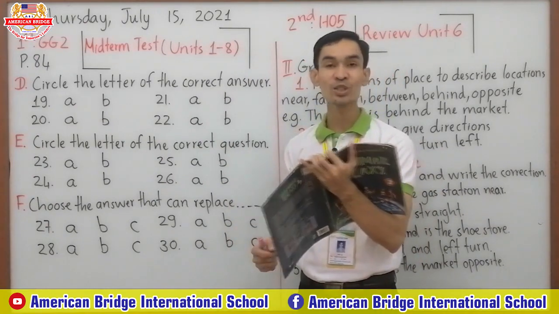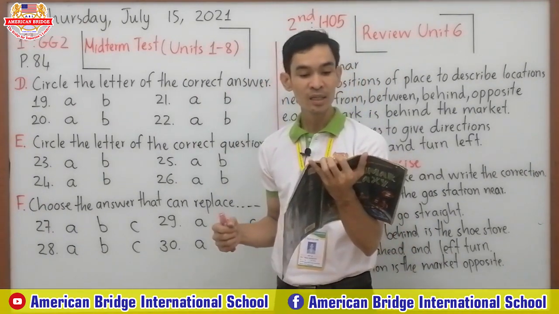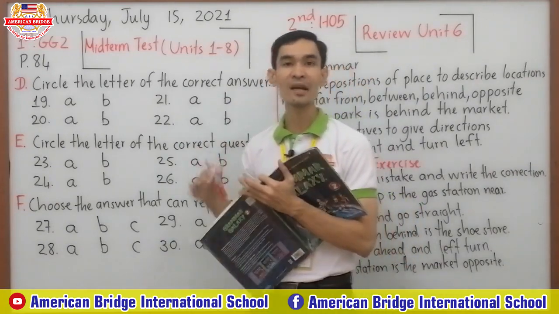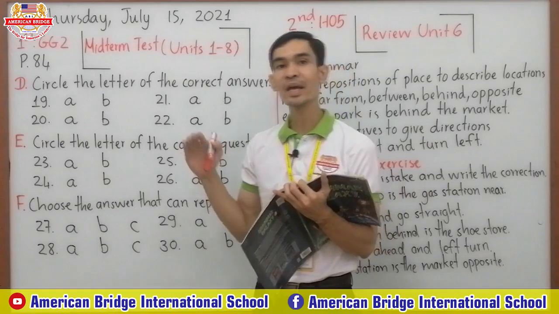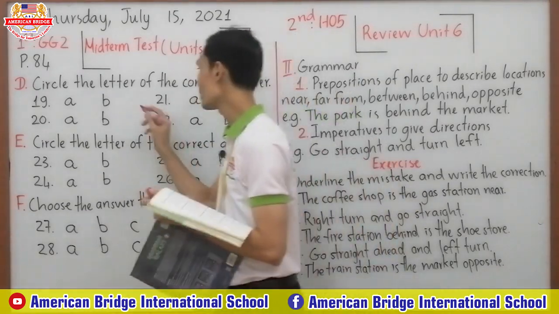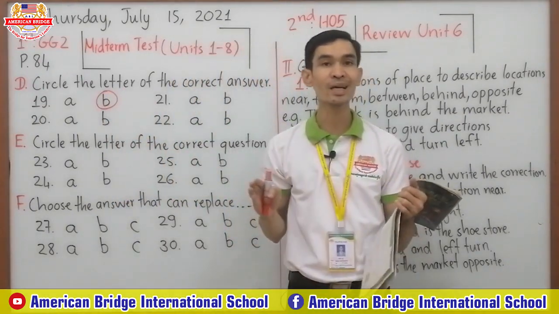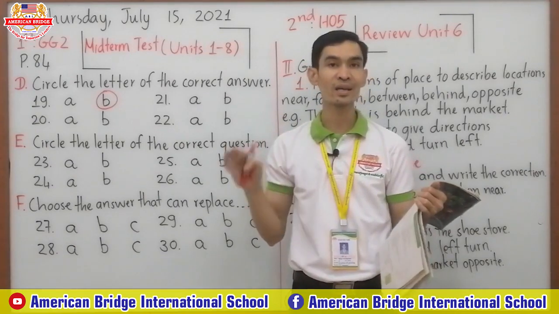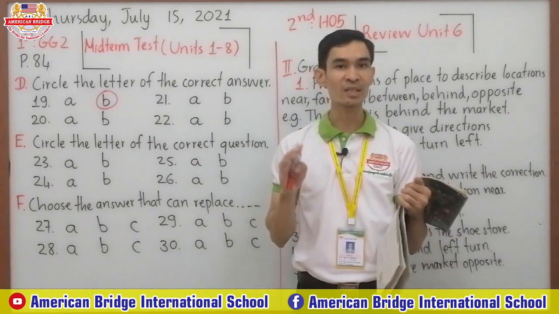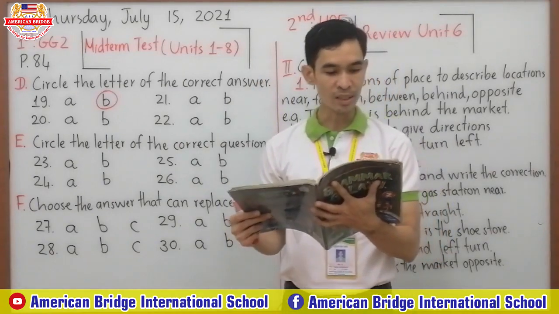19. Are there any children in the pool? Okay, A. Yes, they are. B. Yes, there are. So if the question starts with are there, so the answer must be there are. So the correct answer, it must be letter B, right? Okay, letter B is the correct answer. If the question starts with is there, so you must answer there is. Okay? If the question starts with are there, so you answer with there are. Okay, so now let's continue to 20.